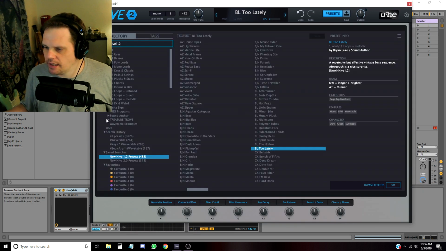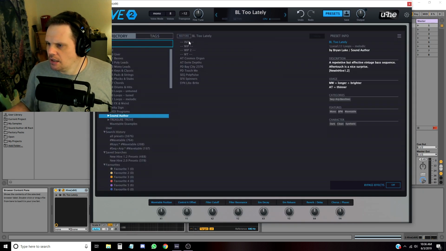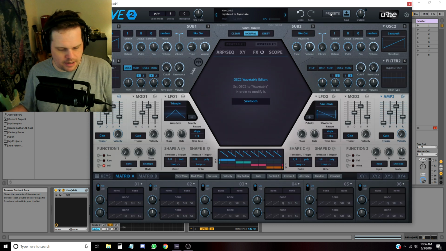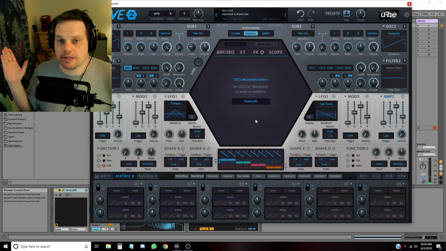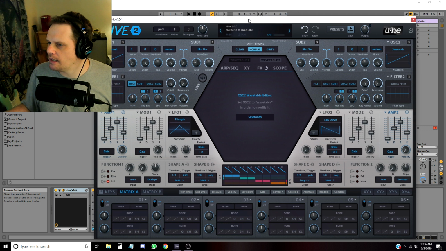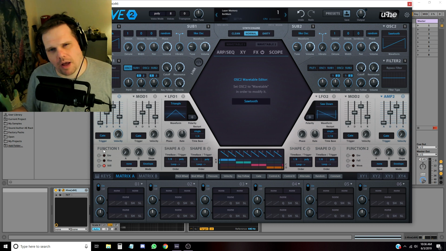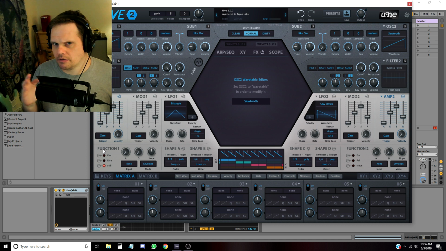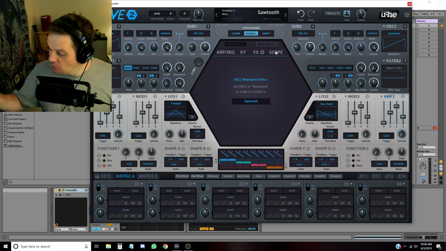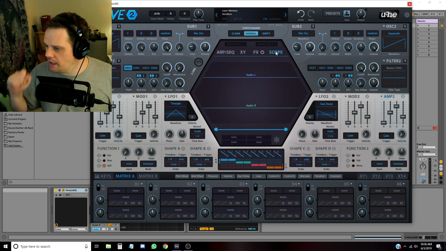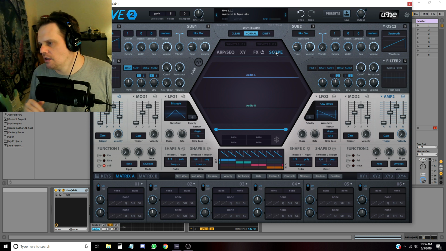Let's just go to an init preset. Okay. All right, so anyways, Hive 2. It's already been reviewed a lot, but people aren't paying attention enough to the function generators. And I understand why, because they're kind of modular in nature, and they can be kind of difficult to figure out. We have a new scope now.